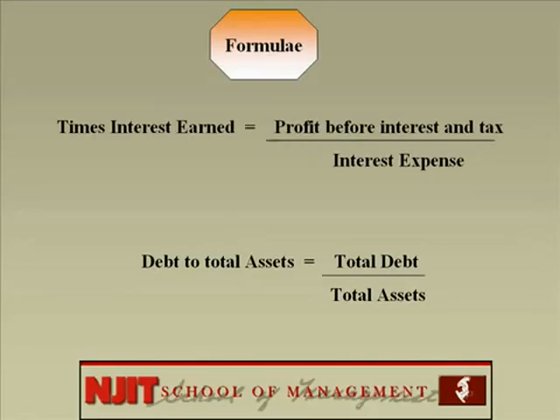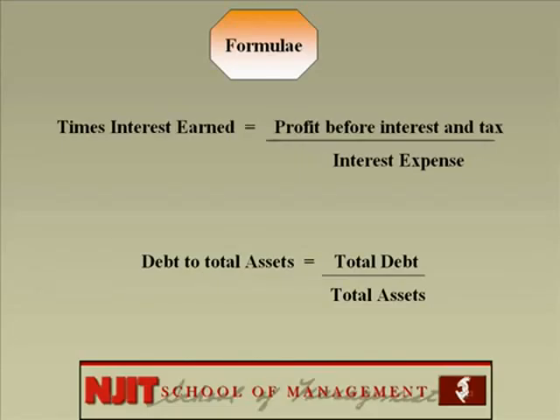Times interest ratio is profit before interest and tax over interest expense. Believe it or not, there is a cutoff. For times interest earned ratio, the cutoff is 5. Write this down, it's 5. Anything below 5 would be deemed unacceptable.